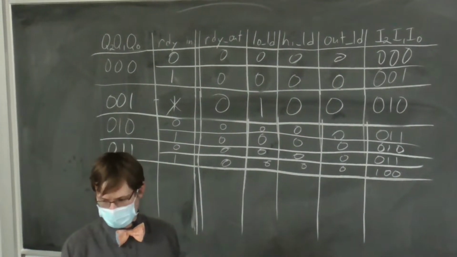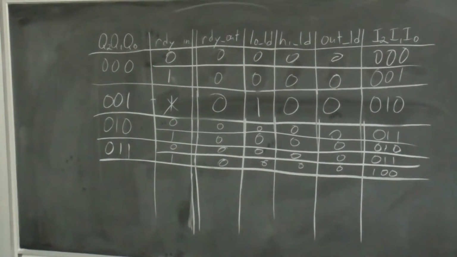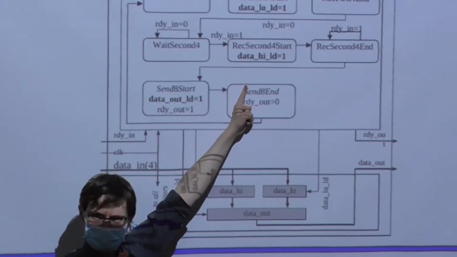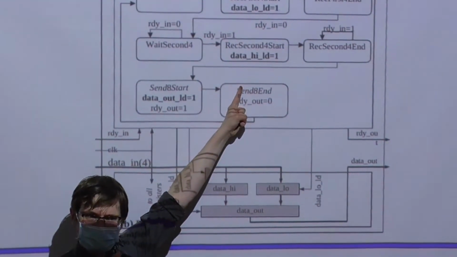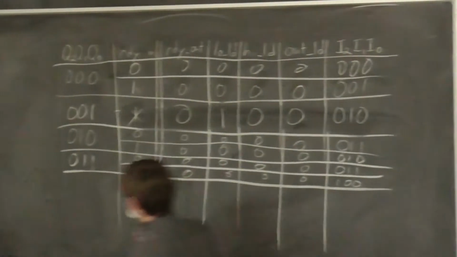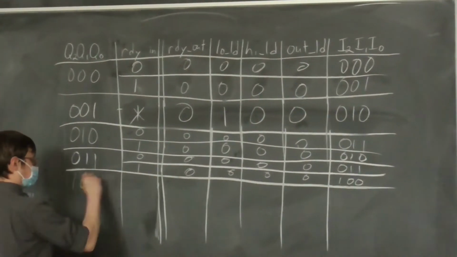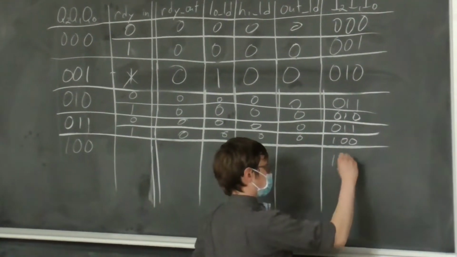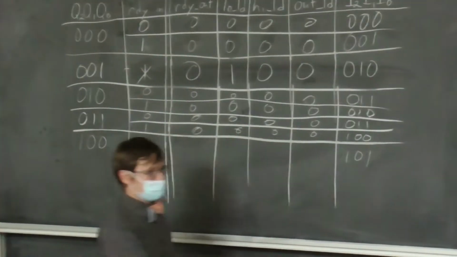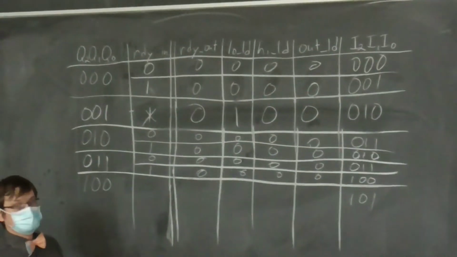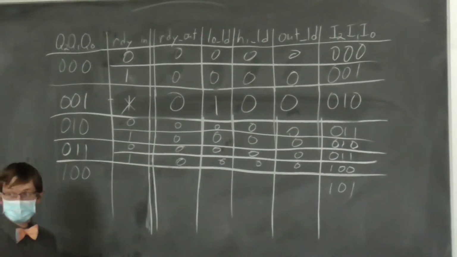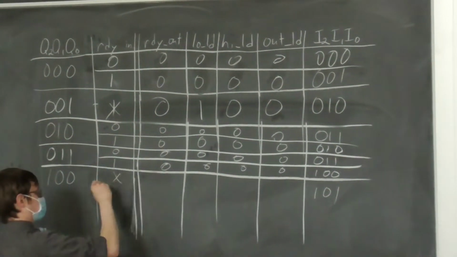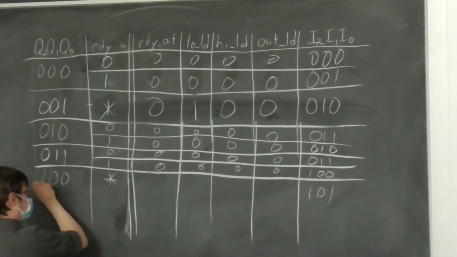100. So, we're now in this state. What's our exit condition? There is no exit condition. When we are in state 100, we proceed immediately to 101. The state of the ready in input signal does not matter one iota.